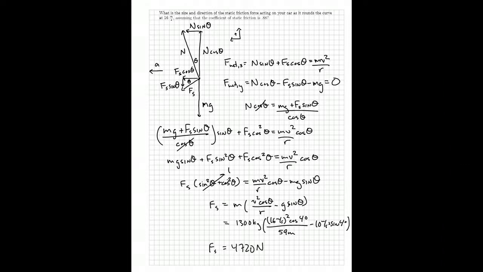It's also a little bit less than the static friction force from the very first problem, where it was exactly the same curve at exactly the same speed, but the curve was flat, and we would expect that it would be less because the normal force is helping us make the turn, and before it was only the static friction making the turn on the flat curve. So it makes sense that it's a little bit less here.